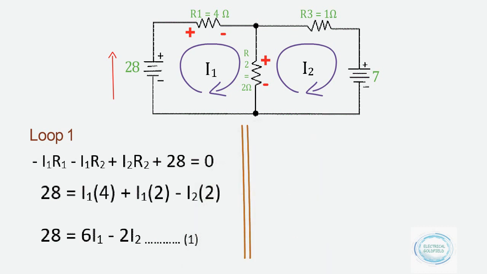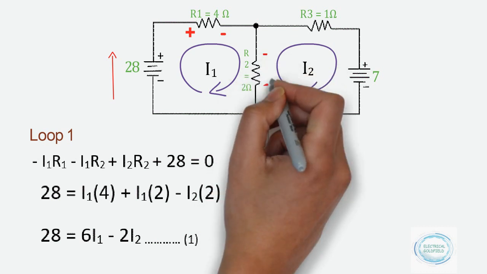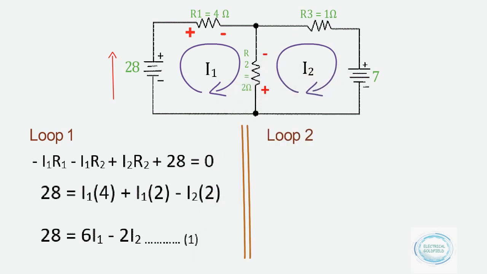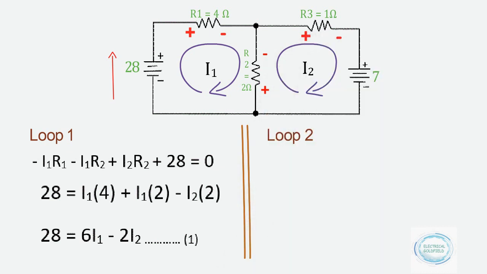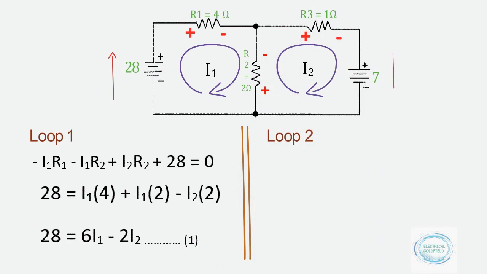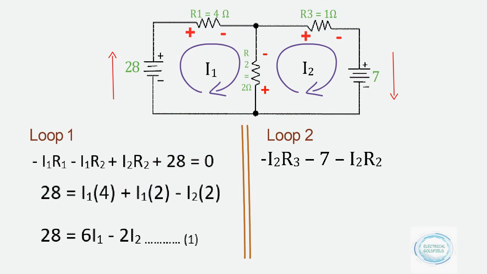Same for loop 2. As per the current direction, resistors are marked with the voltage drop sign. Now, current is assumed to pass positive to negative in the battery. Hence, as per our sign configuration, the voltage source should be denoted by a negative sign. Here, again two currents are passing through R2. However, in this case, I1 is flowing in the opposite direction.